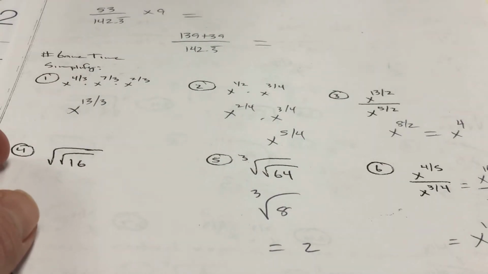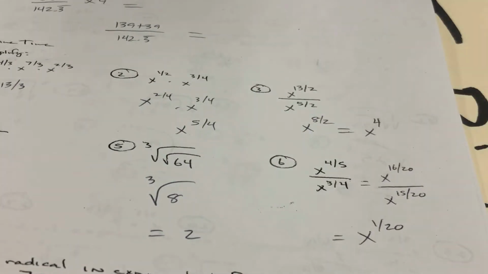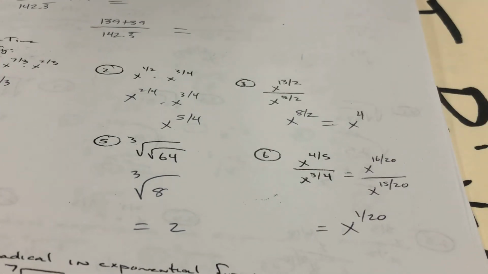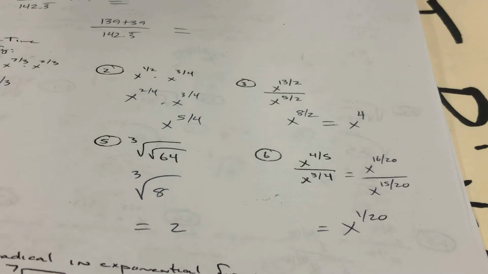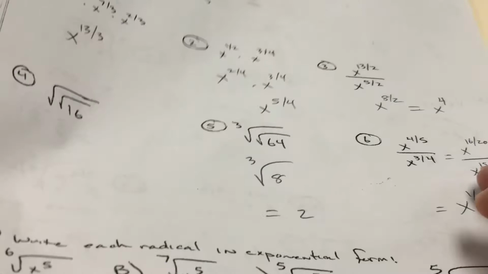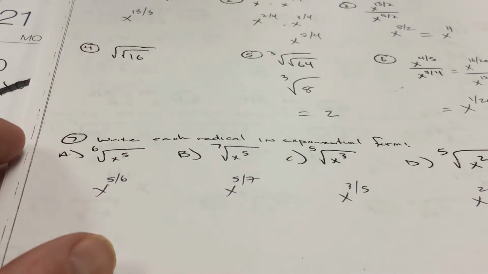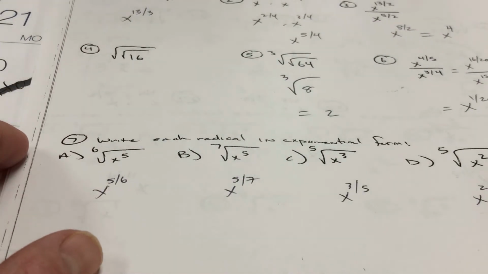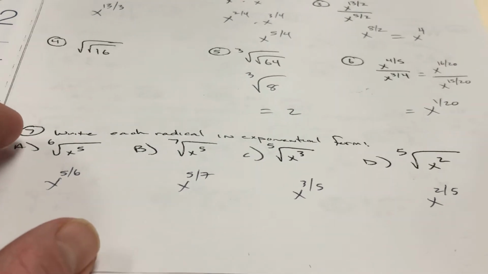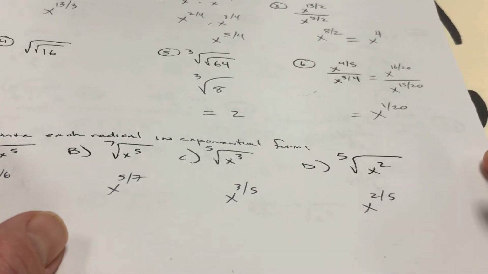Square root of 64 is 8. The cubed root of 8 is 2. Get the same denominator. X to the 1/20. X to the 5/6. X to the 5/7. X to the 3/5. X to the 2/5.